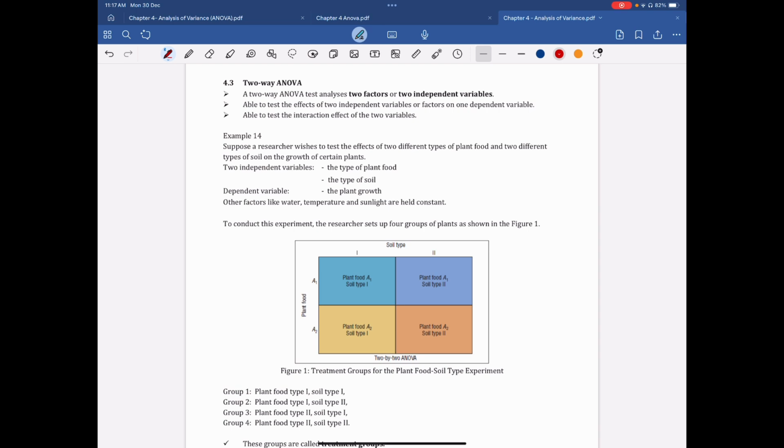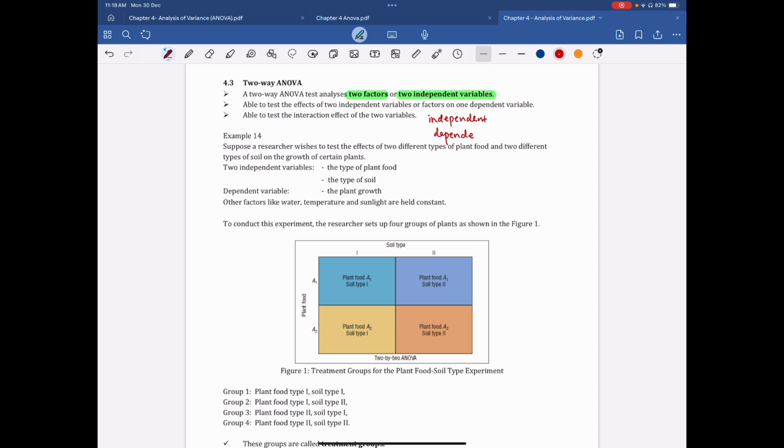For today's session, I will discuss two-way ANOVA. What is actually two-way ANOVA? The thing that differentiates two-way ANOVA and one-way ANOVA is the number of independent variables. For two-way ANOVA, you will have two independent variables, or we can say that you have two factors. Now, how do you differentiate between independent variables and dependent variables?